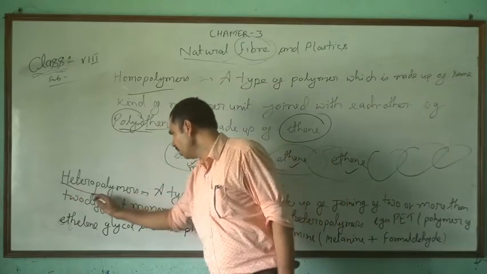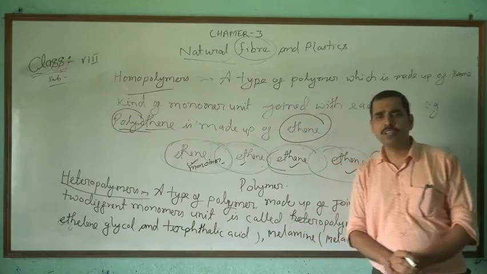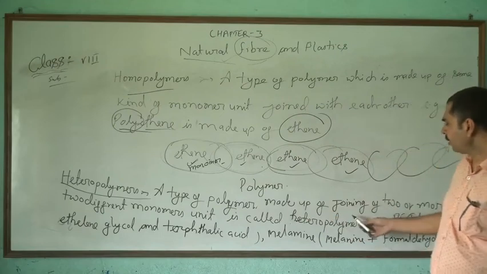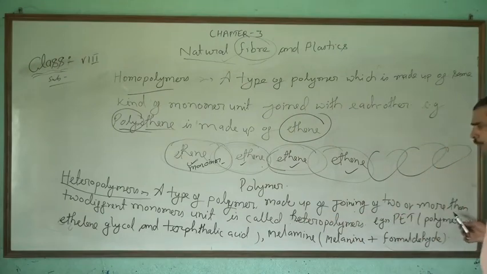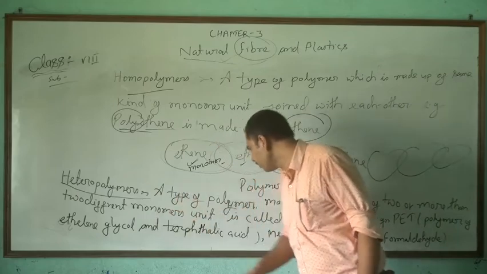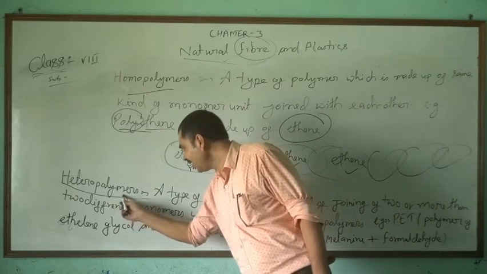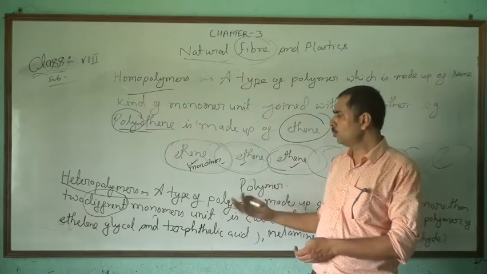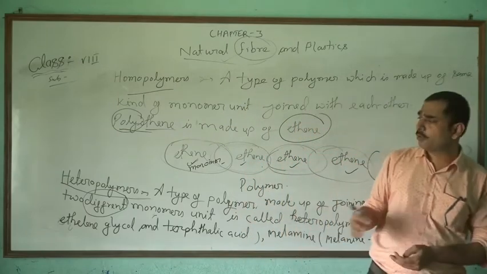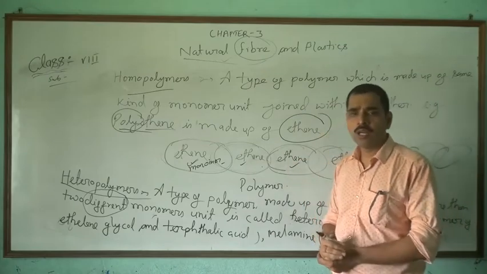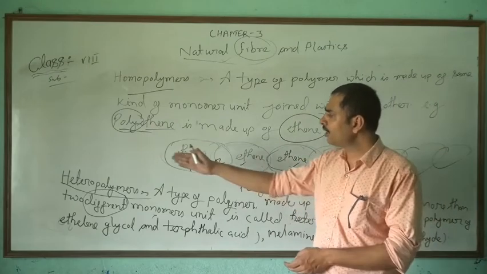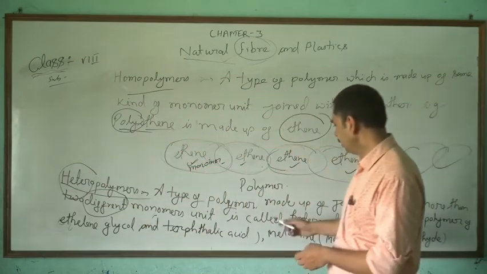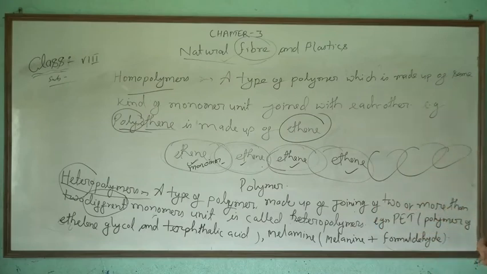Similarly, heteropolymer. What is heteropolymer? It is a type of polymer made up of the joining of two or more than two monomer units, where the monomer units will be different. Two or more than two monomer units that we take in the heteropolymer are different. That is why the word hetero is used. Hetero means different. Different monomer units are used here.